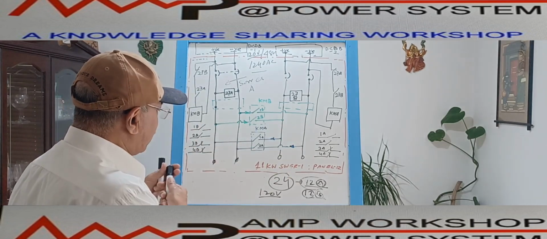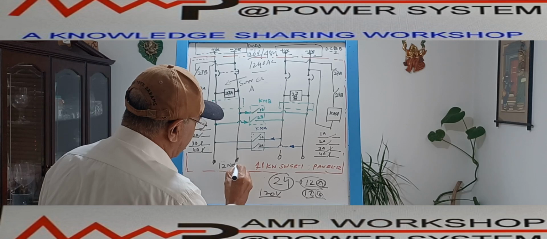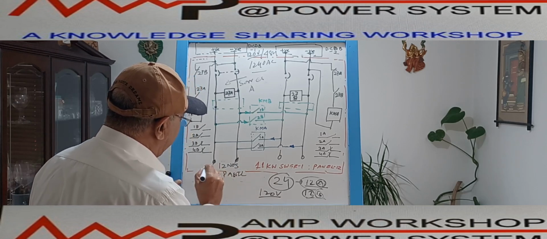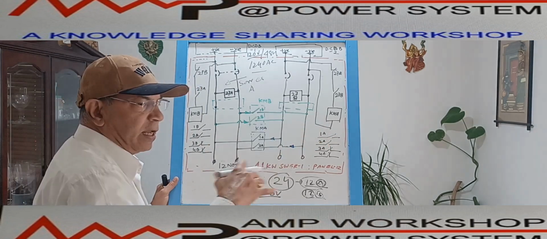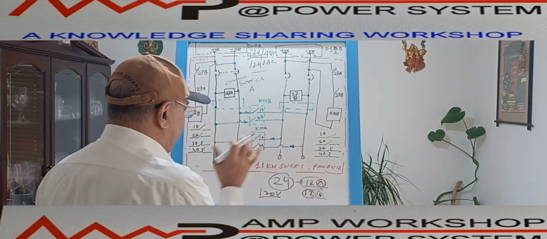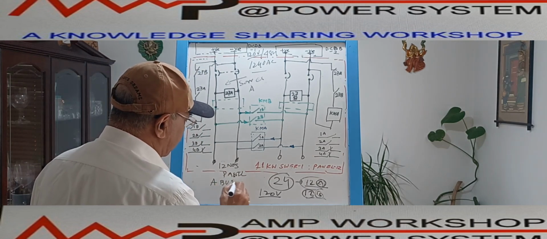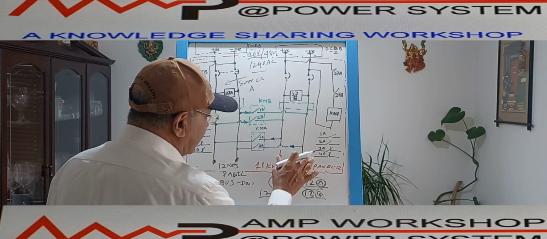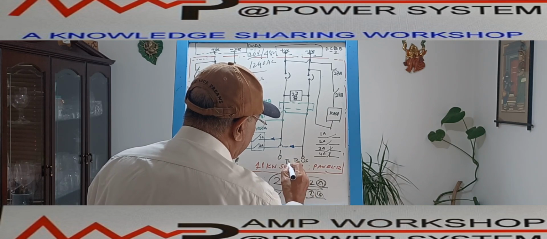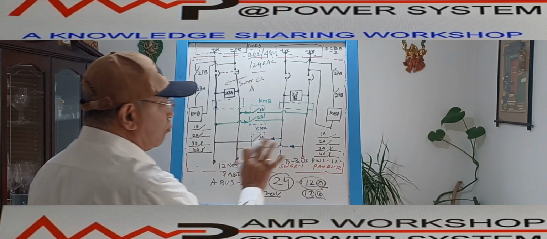Suppose in normal condition, this source A is catering 12 numbers of panels. Or suppose this is catering the A bus panels. Suppose there are two buses in the switchgear, A bus and B bus. A bus has 12 panels, B bus has 12 panels. So this source A is catering for A bus panels, and source B is catering to B bus panels, which also has 12 panels. So this way we have divided.